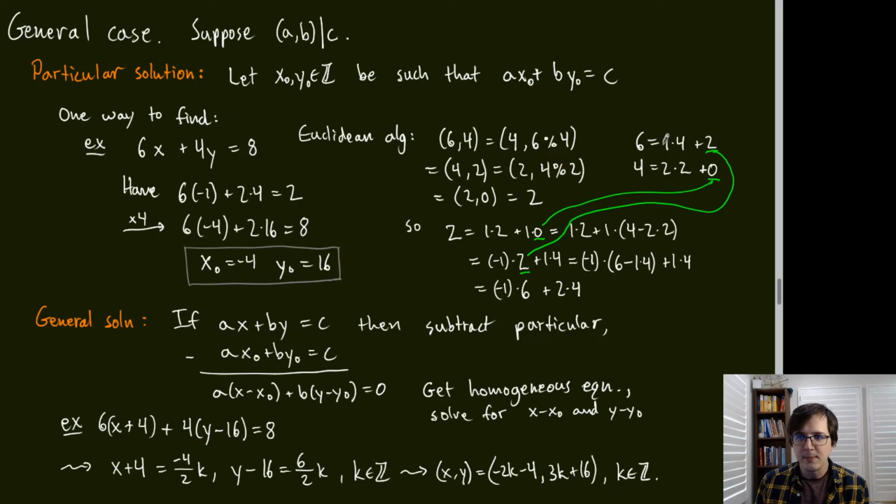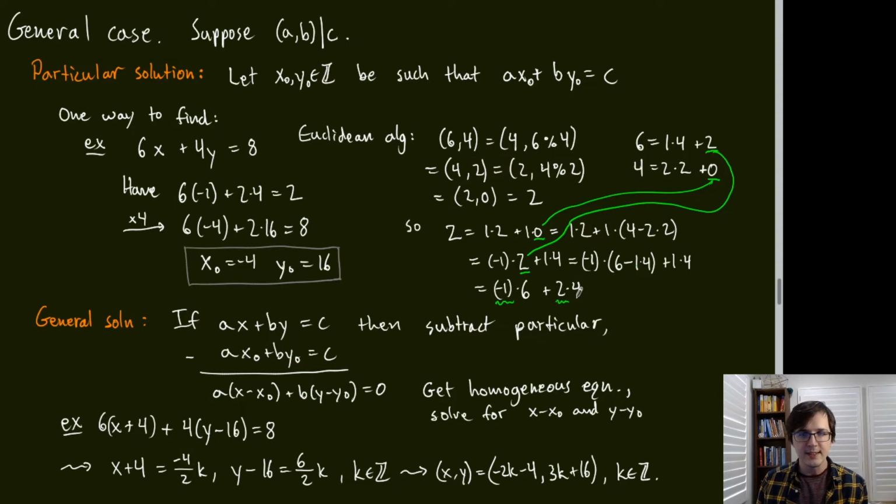So what we want to do is, okay, linking those up, then solve for 2. So that's 6 minus 1 times 4, and substitute it in, and then do the similar thing of collecting all the 6's and collecting all the 4's. So we get minus 1 times 6, and then minus 1 times minus 1 times 4 plus 1 times 4. So that would be 2 times 4. Great. So minus 1 times 6 plus 2 times 4. So we found the two coefficients for Bézout's identity for the GCD of 6 and 4. So that's what I mean by applying the Euclidean algorithm in reverse.